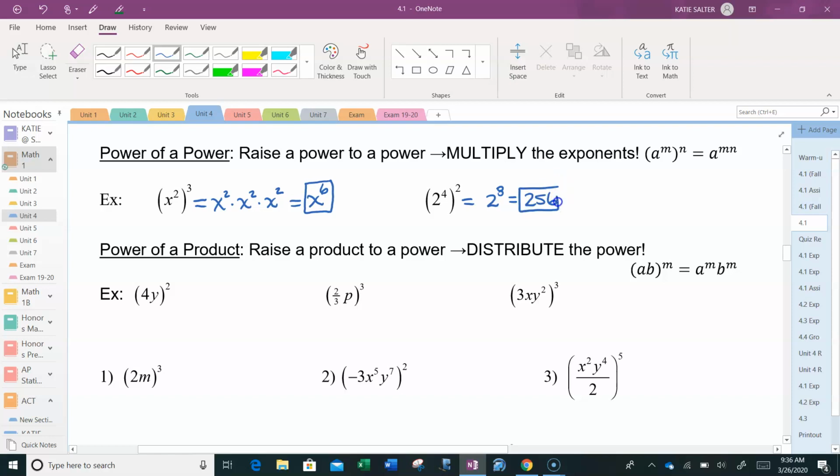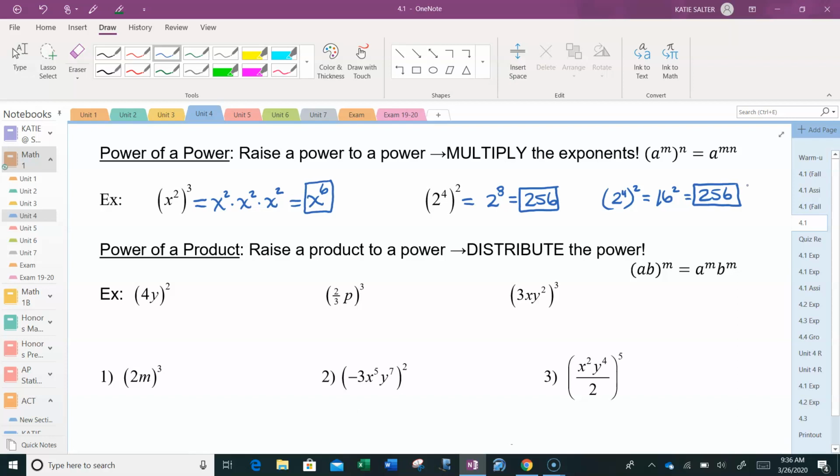Again, this is when you could also use order of operations and work your way inside out. We could have said, okay, well, 2 to the 4th raised to the 2nd power. 2 to the 4th is 16. And then 16 squared is 256. Either way will work. Okay, let's look at these examples real quick.